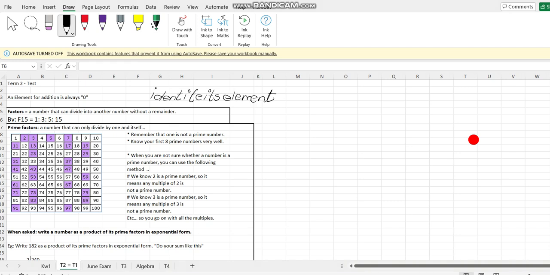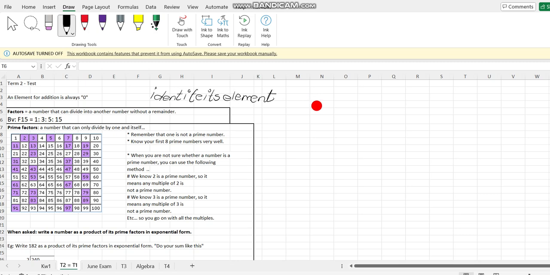So this is the preparation video for your first test in math. Something I added to the summaries just now that I see was not on the summaries is, if you look here, it says an element for addition, 'n identiteitselement vir optel.